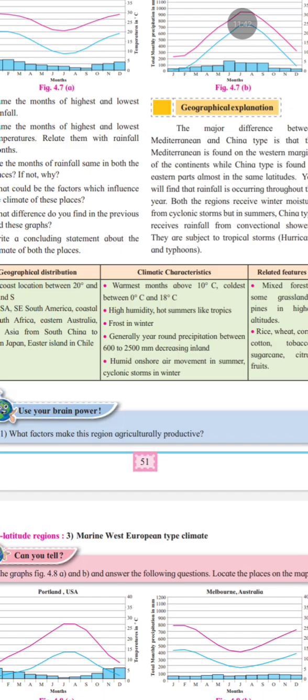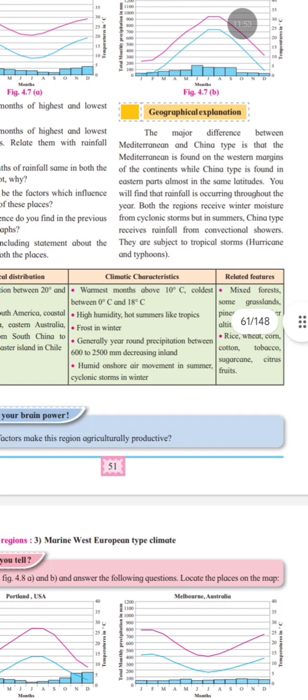During summer, humid onshore winds bring moisture. During winter, storms contribute to rainfall. If we talk about vegetation, the natural vegetation includes mixed forests, some grasslands, pine trees at higher altitudes. Agriculture: the major crops are rice, wheat, corn, cotton, tobacco, sugarcane, and citrus fruits.